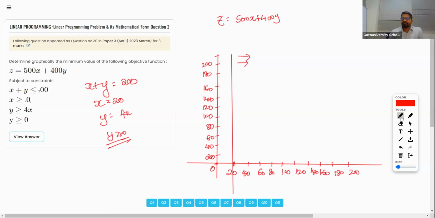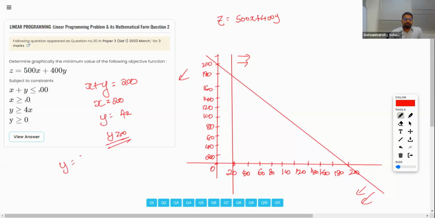Next, what we have is x plus y less than or equal to 200. So that line will go through 200 and 200. Yes, this is how it goes through, and the region has to be on this side. So our region is completely this side, and y is greater than or equal to 0.